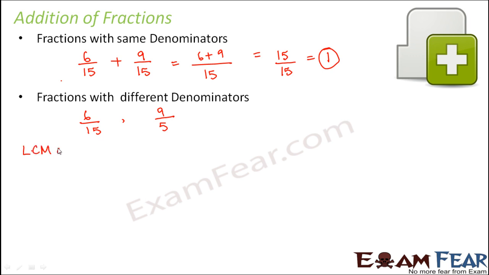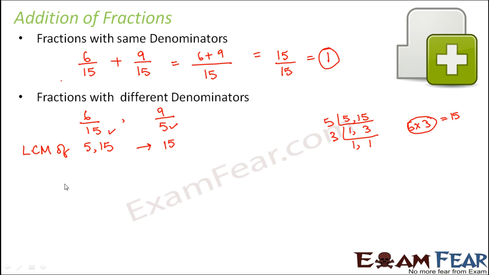Again, we will take the LCM of 5 and 15. That is, you take the LCM of the two denominators. And what would be the LCM of 5 and 15? This is how we find LCM, right? 5 ones are 5, 5 threes are 15, and 3 ones are 3. So the LCM would be 5 into 3, which is equal to 15. So the LCM of 5 and 15 is 15. Right? So once you have taken the LCM, this LCM is going to be the denominator in the result. So this would be 15.